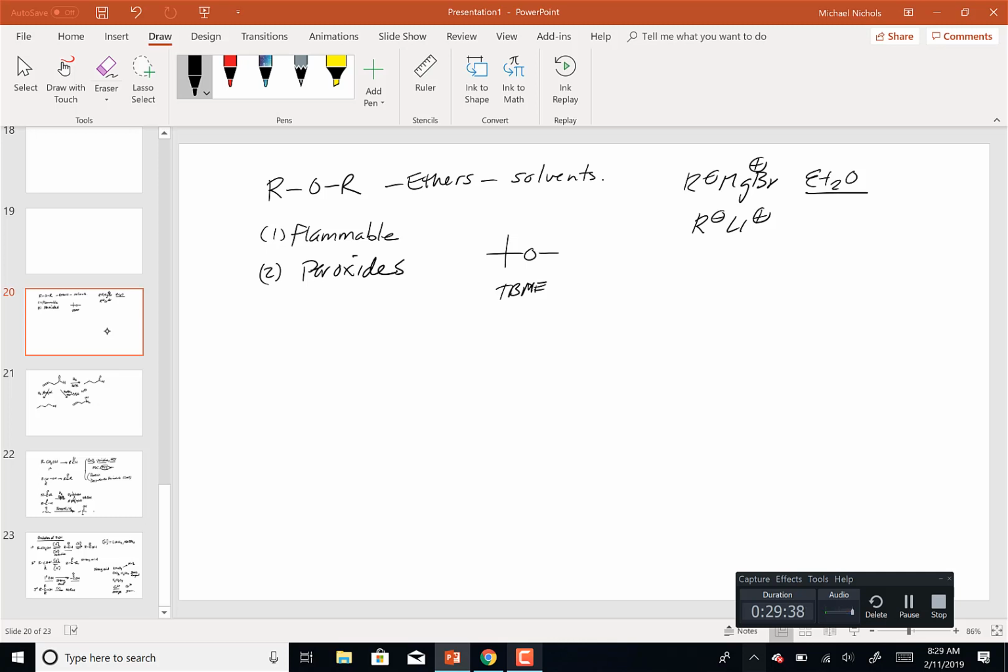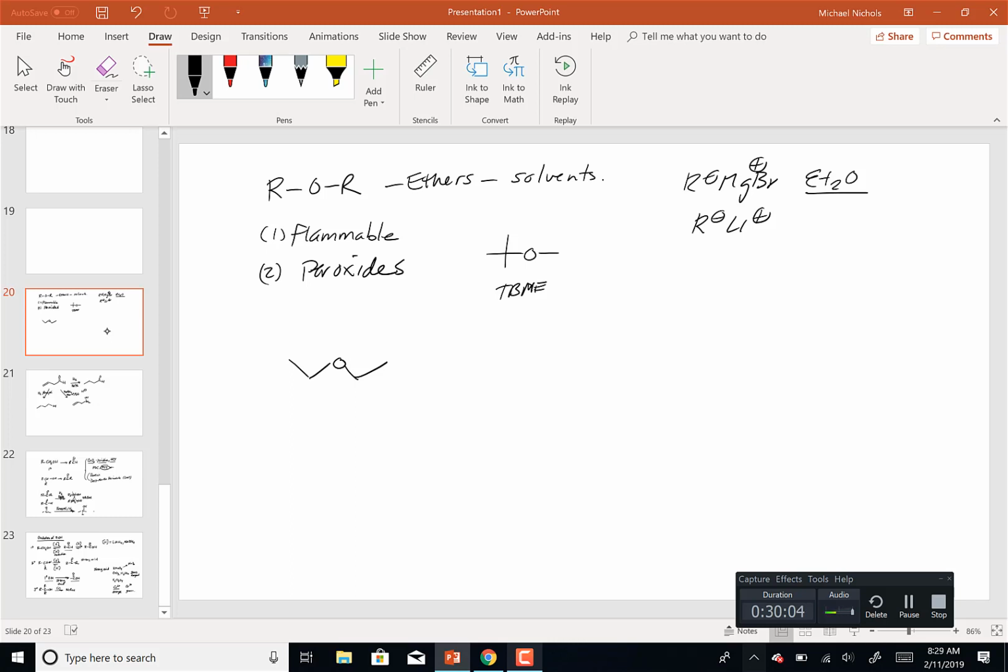And so when we're talking about peroxides, what we're talking about is putting an oxygen-oxygen bond. So here's what happens with diethyl ether, and this is going to kind of foreshadow some things that we do later in the week when we start talking about free radicals, because this is a free radical mechanism.